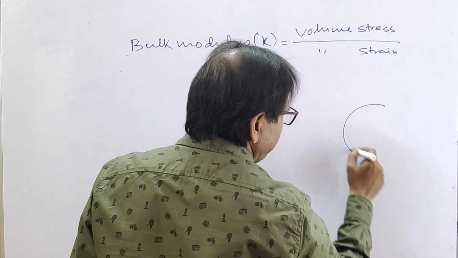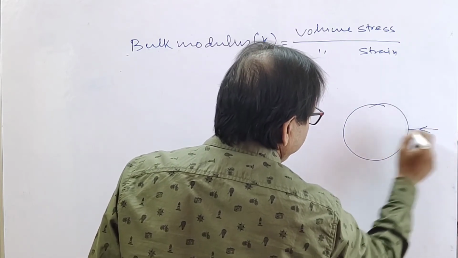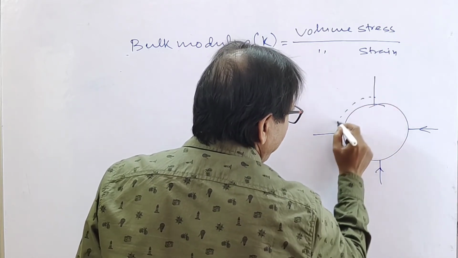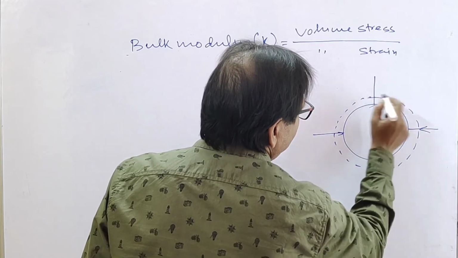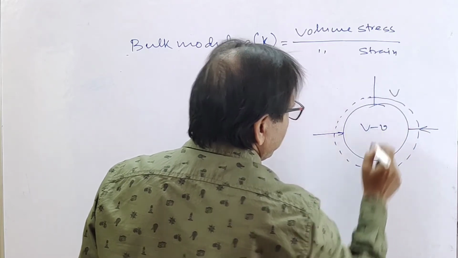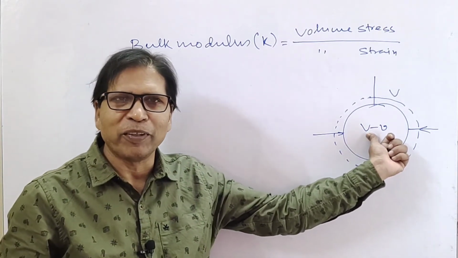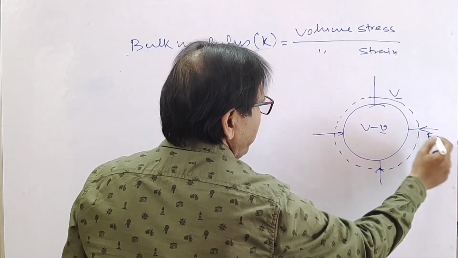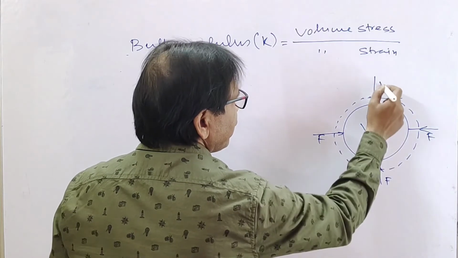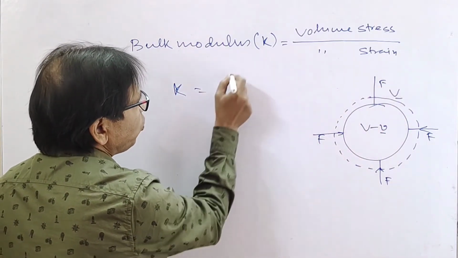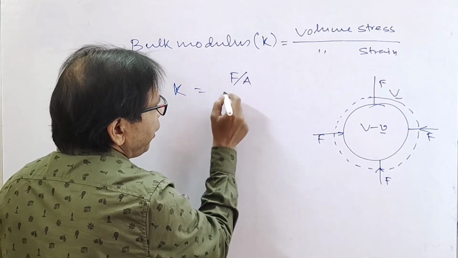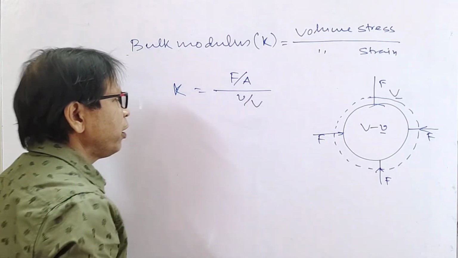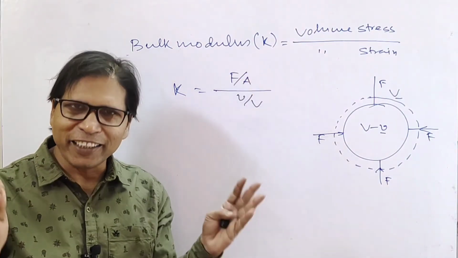Okay, look at this, this is a sphere, and a normal force is acting on this sphere, so its volume decreases from capital V to V minus small v, where small v is the decrease of volume. Then volume strain becomes small v divided by capital V. If F is the normal force, then the bulk modulus K equals normal force by area, the normal stress, divided by small v by capital V. Now normal force by area is the pressure.